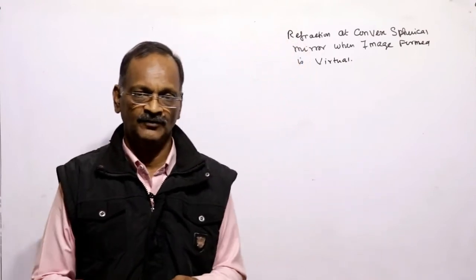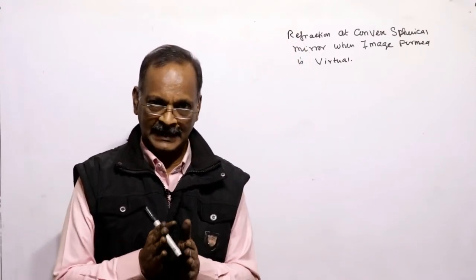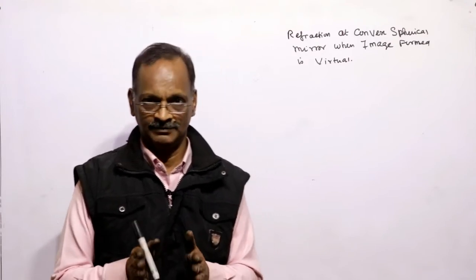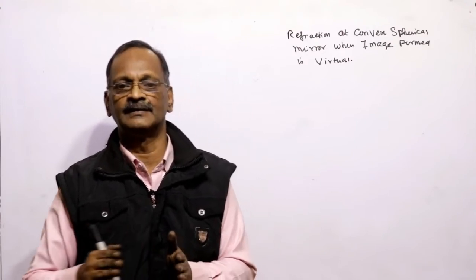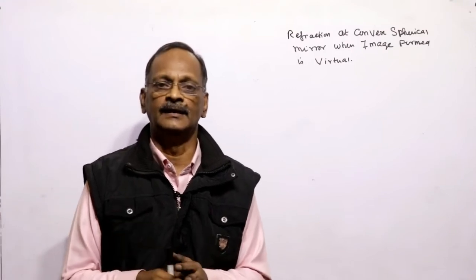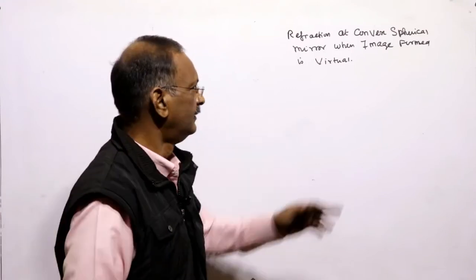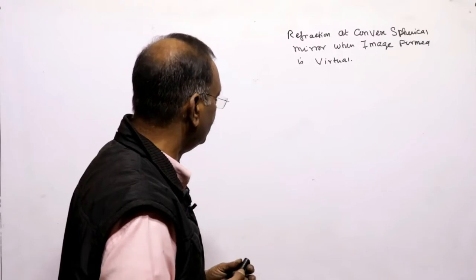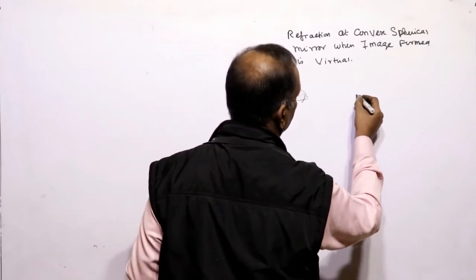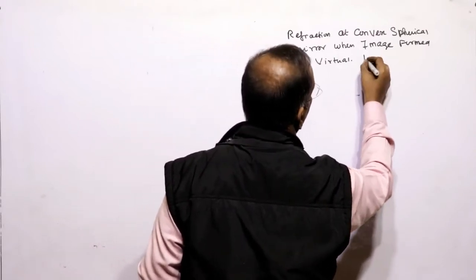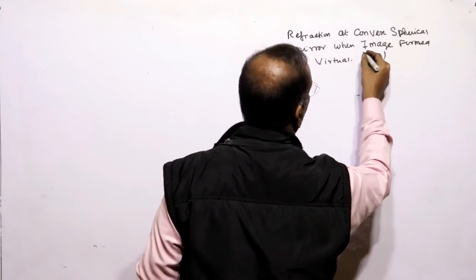So we know that the image formed will be virtual if the object is kept closer to the pole, that is between focus and the pole. If it is away at a finite distance, a real image will be formed. Now here, the image formed is virtual. So I will take the same surface when the ray is coming from rarer to denser medium.